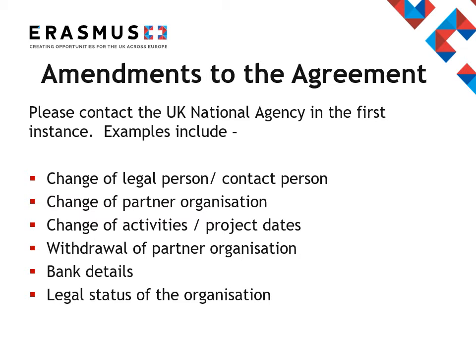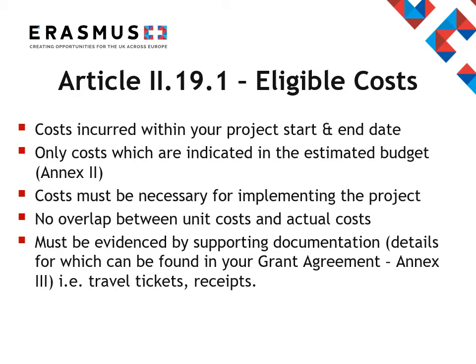There are numerous changes your organisation may wish to make to your project. You can see a list of them on screen here. Article 2.19 contains information about eligible costs for unit costs and actual costs. The full criteria for eligible costs is outlined here. All costs incurred and activities must take place within the project start and end dates as per your grant agreement. Any activity that falls outside of your overall project dates will be ineligible, and you won't be able to claim the costs for these activities.